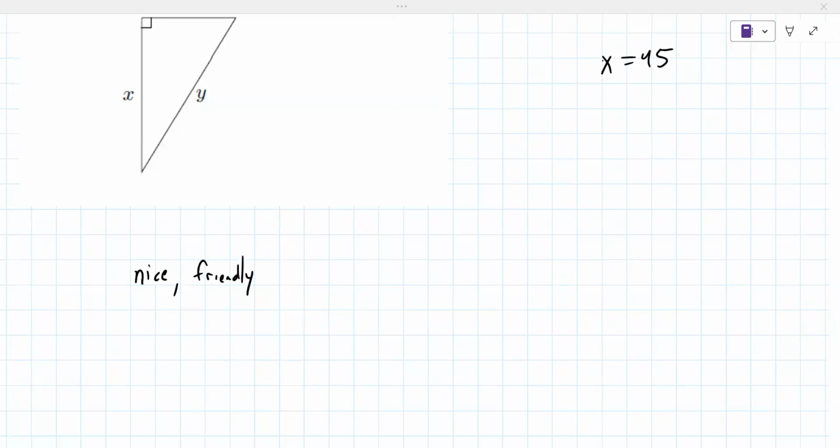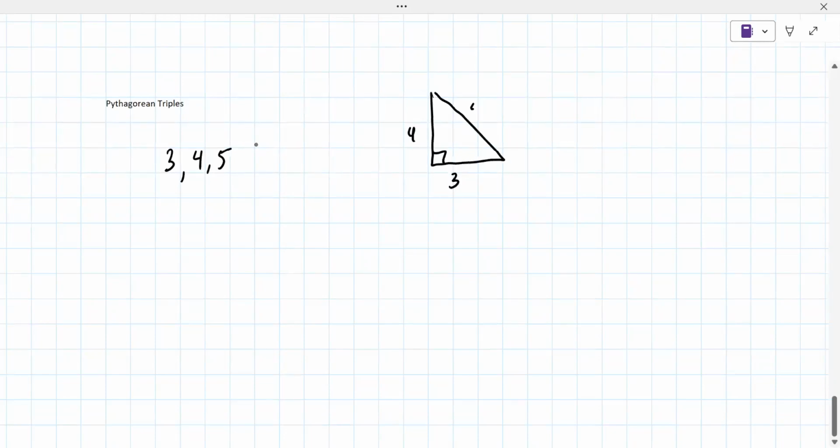So there are what are called Pythagorean triples. Okay. So what is a Pythagorean triple? Well, the most basic one you will see is a 3, a 4, and a 5. And what this refers to is the sides of the triangle, 3, 4, and then 5. Now, 6, 8, and 10 is also a Pythagorean triple.